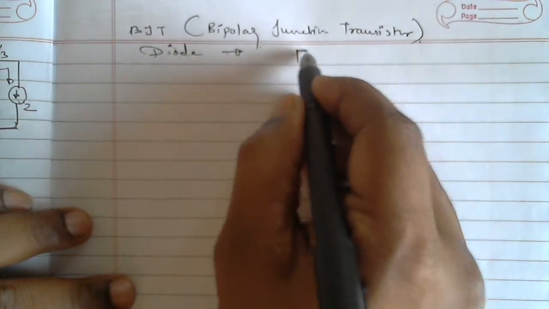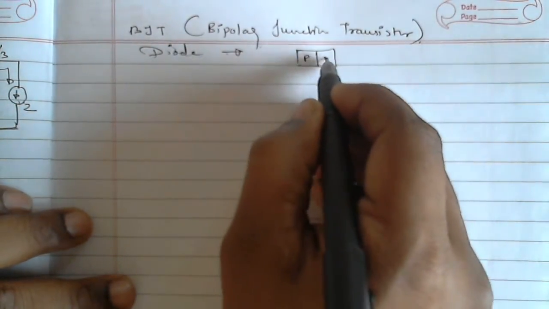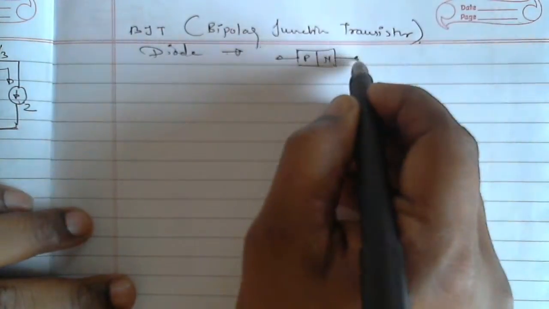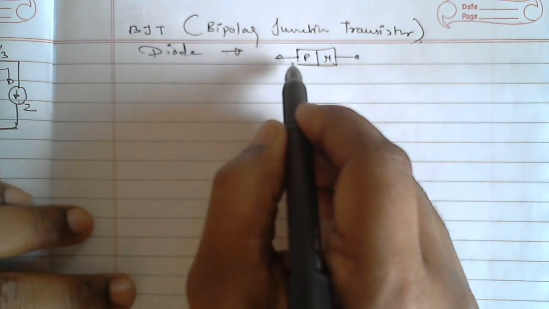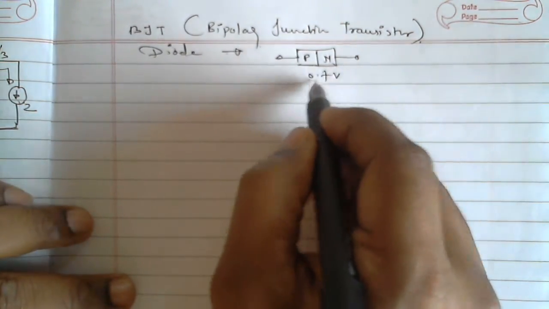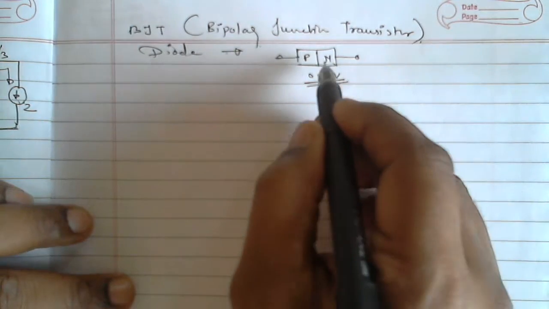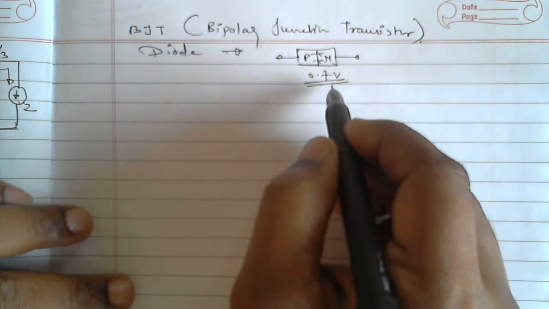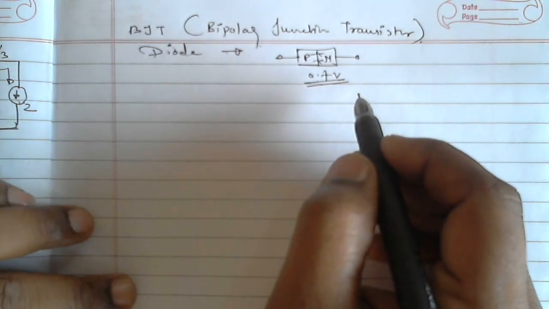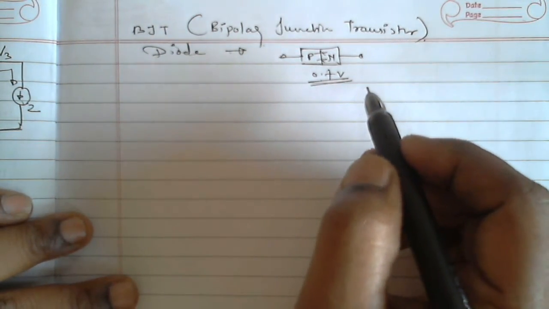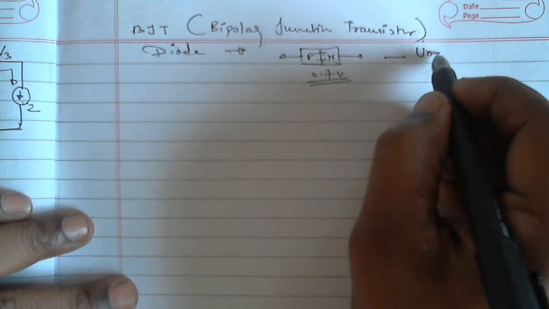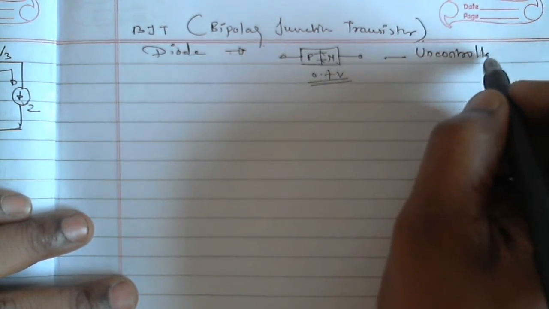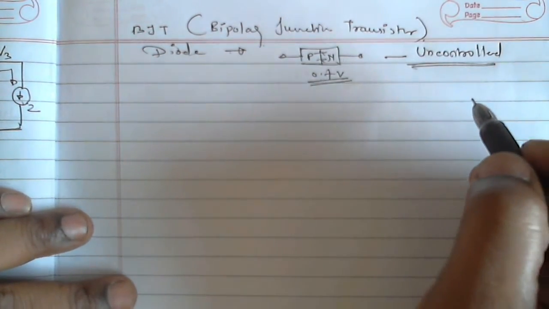If you remember, the diode is a PN junction. Now a power diode has a slightly different construction. I have explained the PN junction. Whenever you reach 0.7 volt for a silicon diode, it gets turned on and starts conducting, and when the voltage drops below it, it gets turned off. Hence the diode is an uncontrolled device, meaning you don't have control over it.